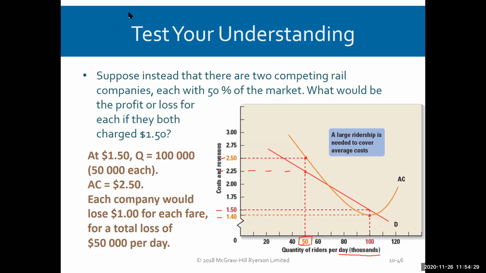Let's look at some other ways that the government can control the monopolist. If the government's going to allow them to exist, maybe they want to control their behavior a little bit to get rid of some of the bad things that they're known for.